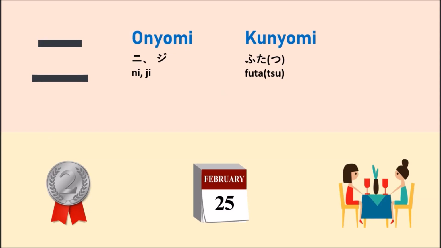This kanji has two onyomi readings and one kunyomi reading. Have you seen here? The onyomi reading we read like ni or ji, and the kunyomi reading read like futa. And this kanji has the meaning two. When we talk about something that has a meaning of two, we will use this kanji.